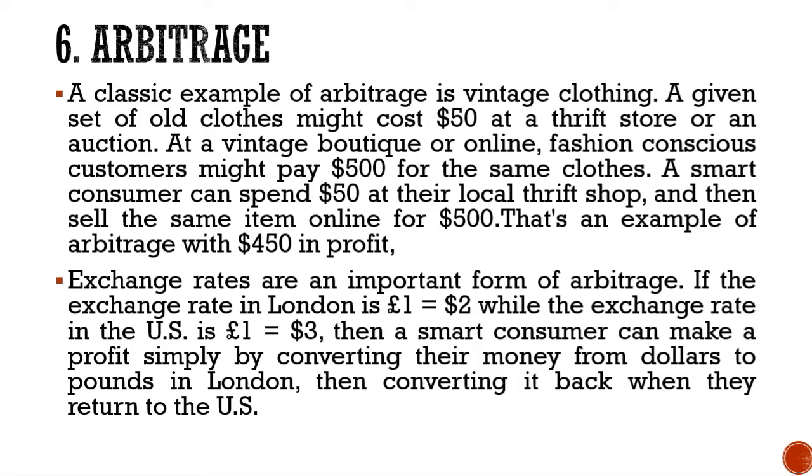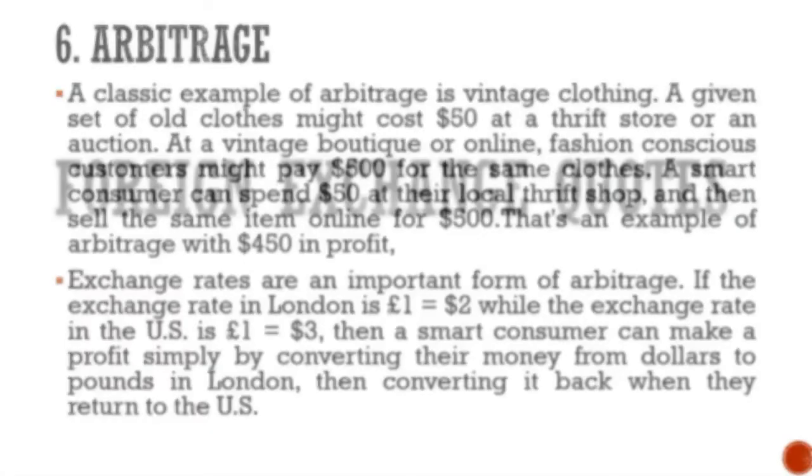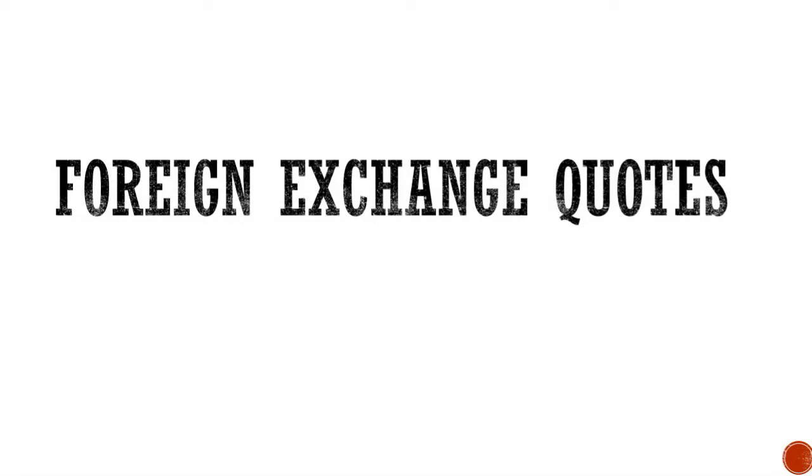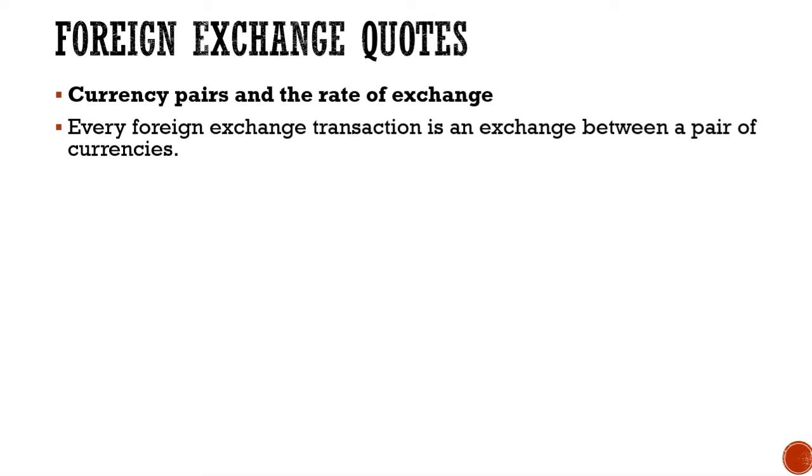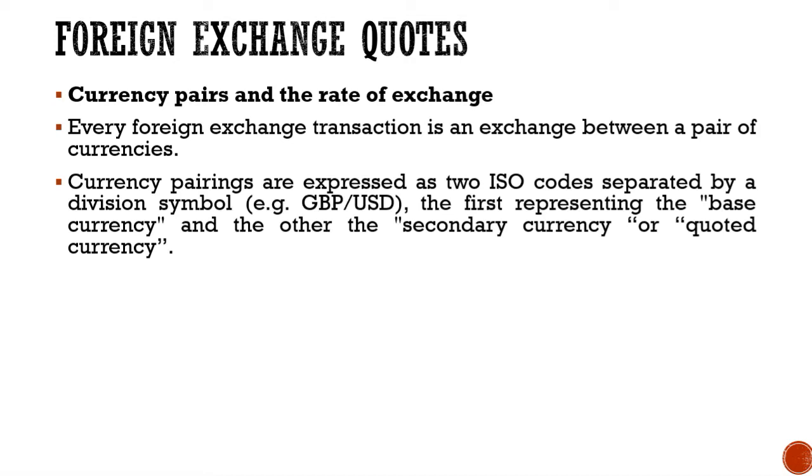Okay, now with this, the topic based on various types of transaction comes to an end. Now the next topic that we need to learn is the foreign exchange codes. Under foreign exchange codes, let us first try to understand the currency pairs and the rate of exchange. Every foreign exchange transaction is an exchange between a pair of currencies. Currency pairings are expressed as two ISO codes separated by a division symbol.